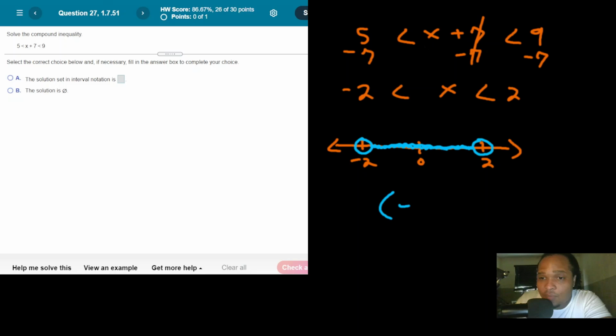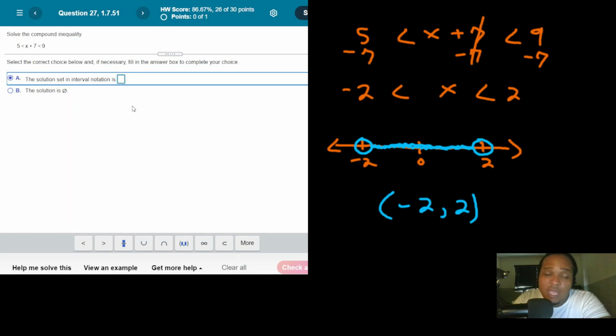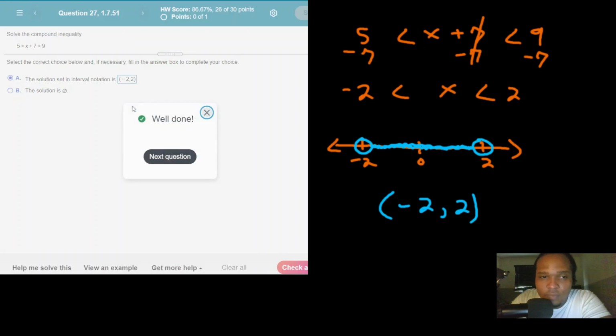If you like, you can put this is in between negative 2 and 2. And so far, this is the easier form of the compound inequality. So you know they're going to give us something a little bit more difficult. But hey, we're done. What more can they ask for? This is from negative 2 all the way to 2. Well done.